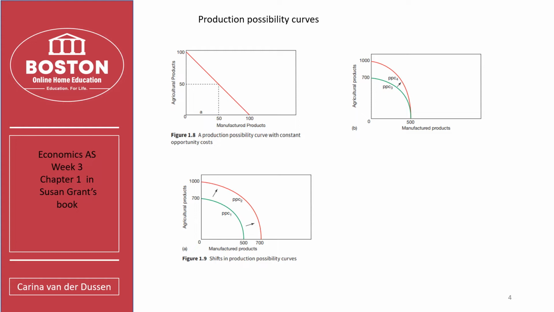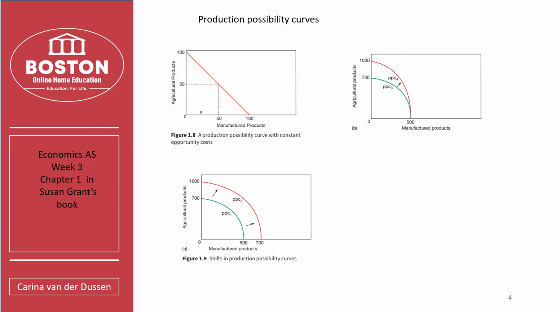What does the production possibility curve tell me? It shows me what a country could produce. So we are making this theory very simple. We've got one country, and in this country we are producing agricultural products and manufactured products. This red line is a 45-degree line, which shows us constant opportunity cost. I'll get back to that just now.